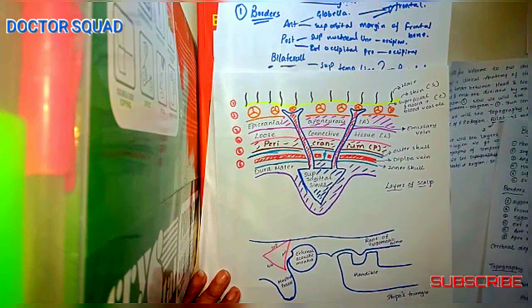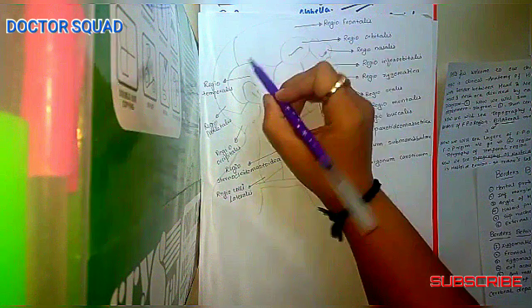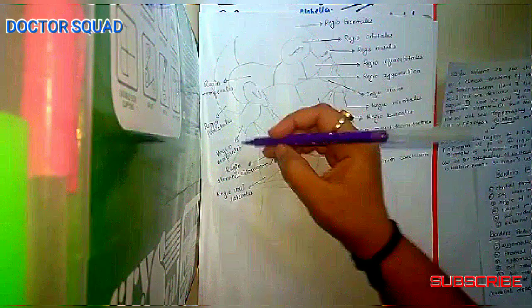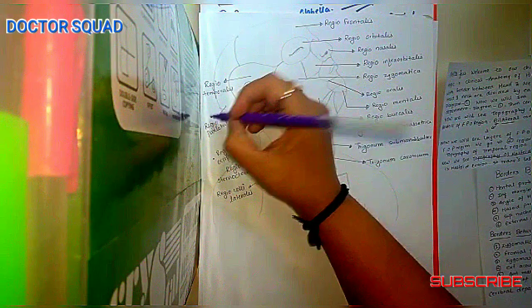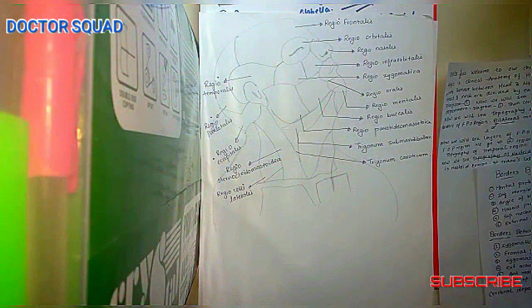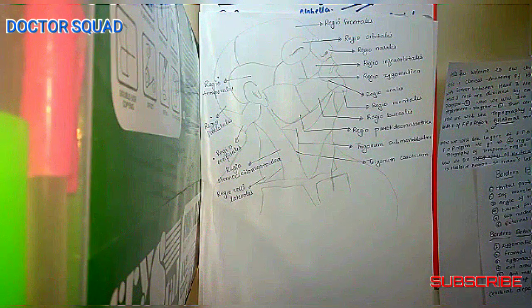Here in this diagram, you can see the regions of the face. Like this region is known as regio frontalis, regio temporalis, regio orbitalis, nasalis, infraorbitalis. Now, the important ones are regio occipitalis, regio parietalis, regio temporalis, and regio frontalis. In Latin, region is known as regio. After completing the fronto-parieto-occipital region, we will go to the second region of the cerebral.